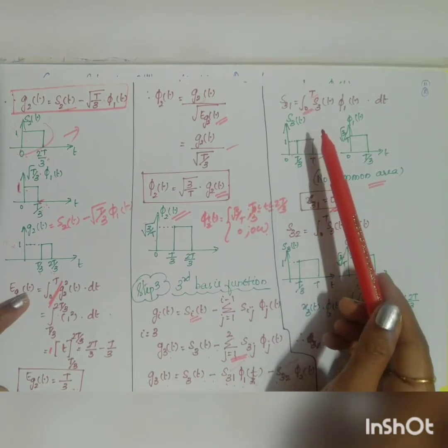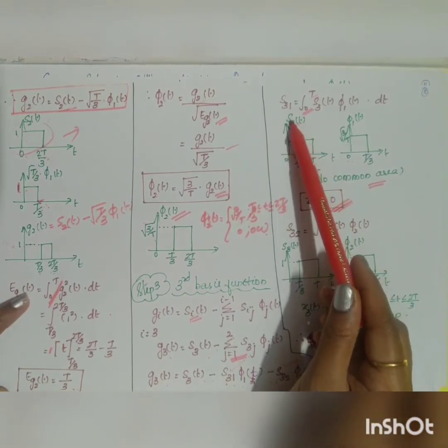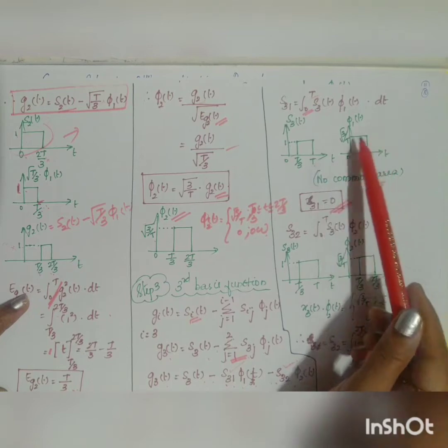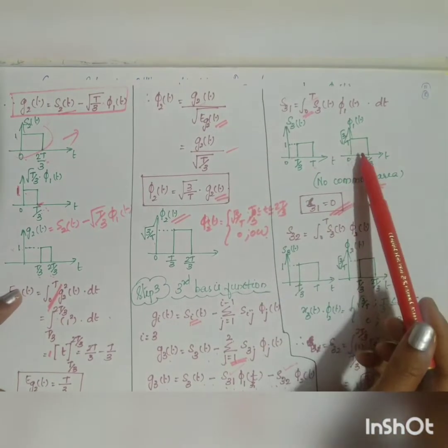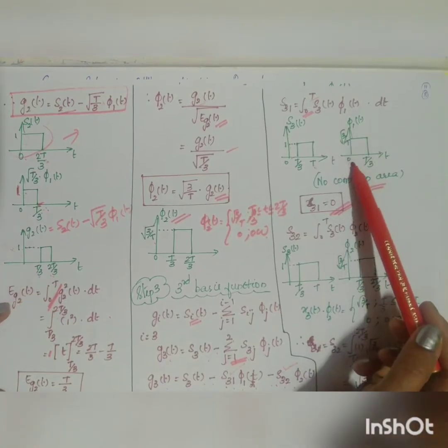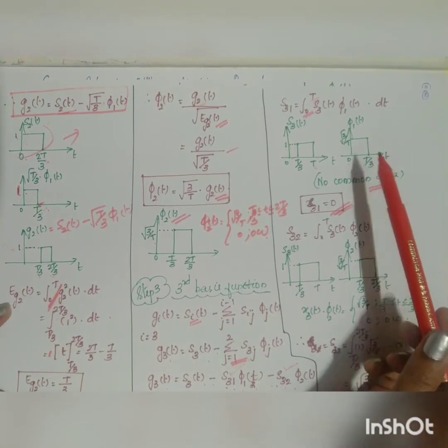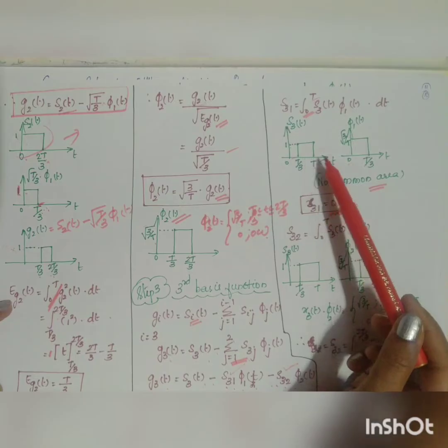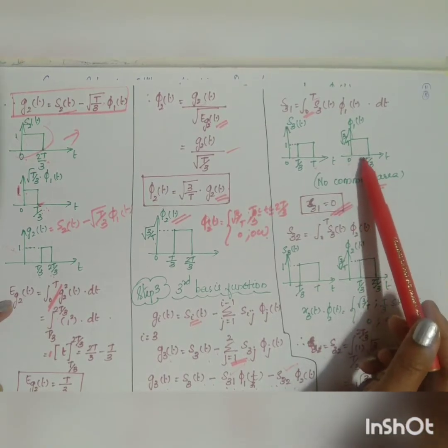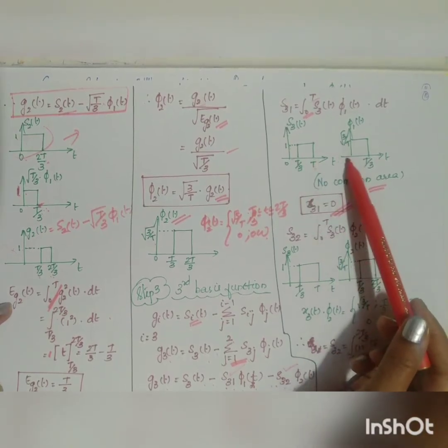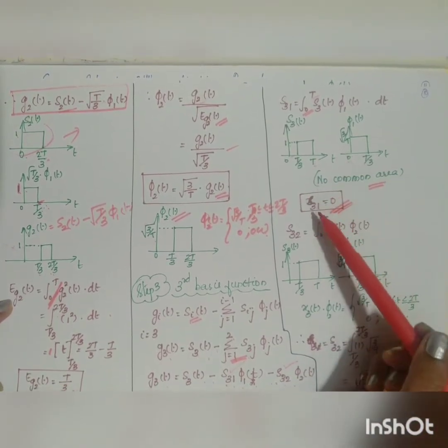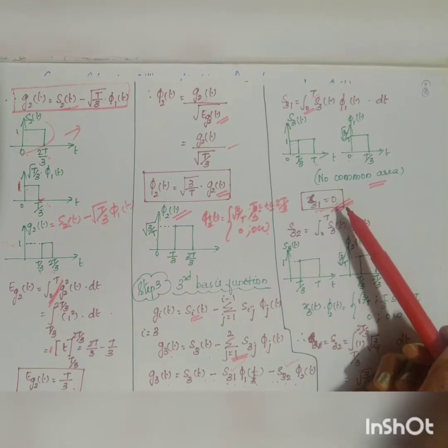So in order to find out the limit, let me draw it again. So s3 of t is from t by 3 to t, amplitude 1, and phi 1 of t is equal to root 3 by t, so the time duration is 0 to t by 3. Okay, so here you can see that there is no common area, right? See here it is 0 to t by 3 and here it is t by 3 to t. There is no common area. So you will be having s31 equal to 0.